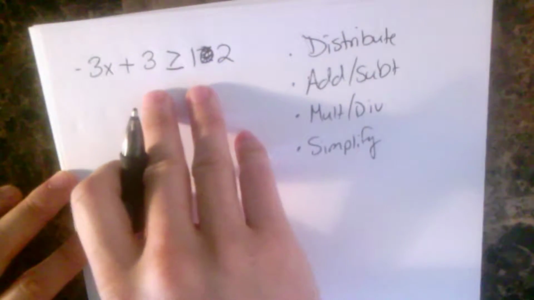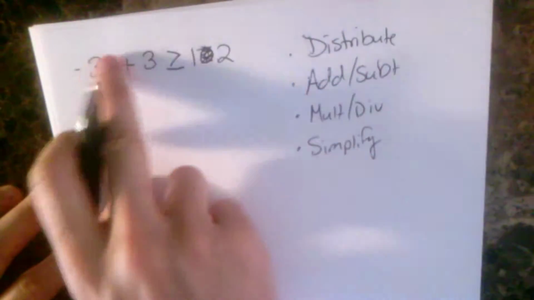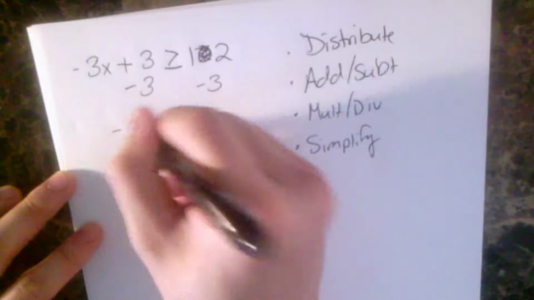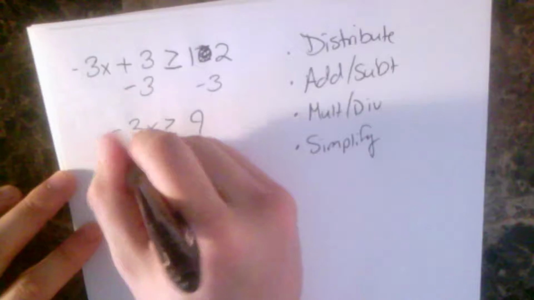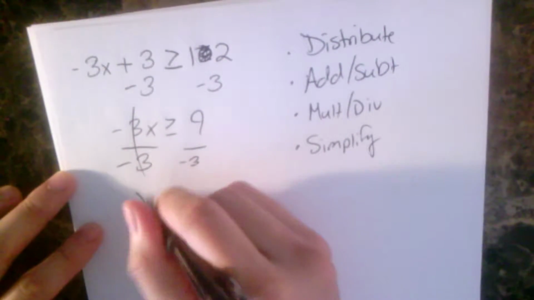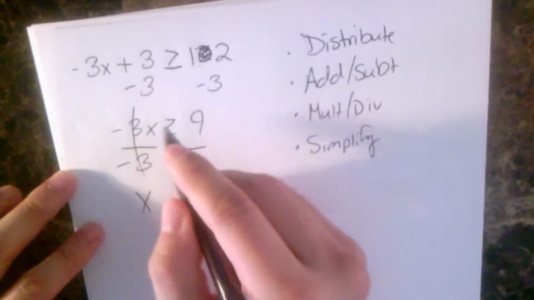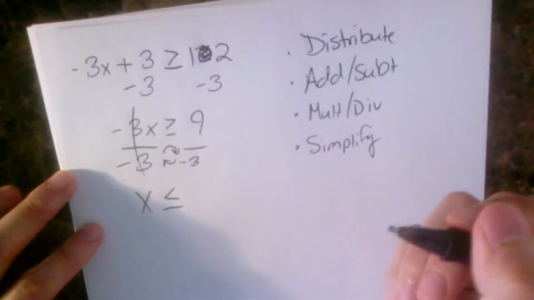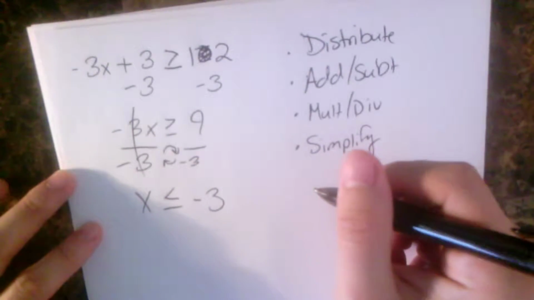So we don't have any distribution in this one. That's fine. Don't even stress it. But we do have some adding and subtracting, so let's get rid of this plus 3. Alright, you'll get -3x is greater than or equal to 9. 12 minus 3 is 9. And then divide both sides by -3. Okay, these will cancel out. You're just left with x. Remember, when you divide or multiply by a negative on both sides, this sign flips around. Okay, so it's going to be like this instead. And 9 divided by -3 is just -3.